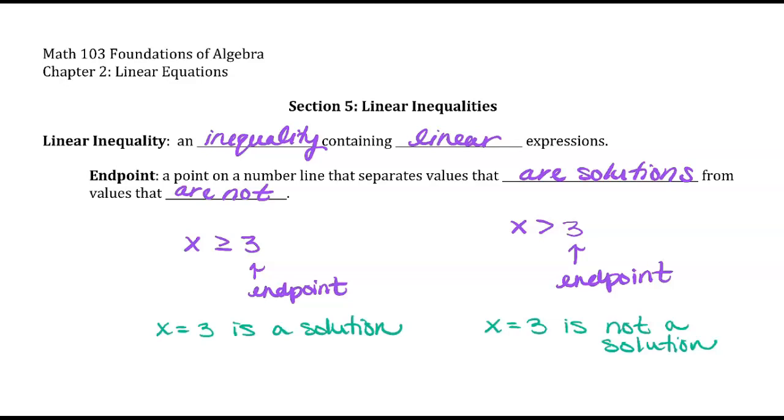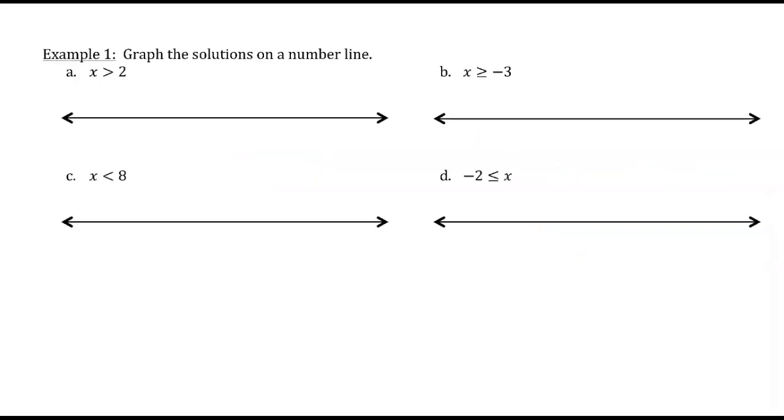Let's start by graphing some simple inequalities on number lines. In example 1, we're going to graph the solutions on a number line. I will do parts A and D and leave B and C for you. Our first inequality reads, x is greater than 2. We'll center our number line at 0 and add some positive values to the right and negative values to the left. If we want values that are strictly greater than 2, we want all values that are to the right of the number 2.